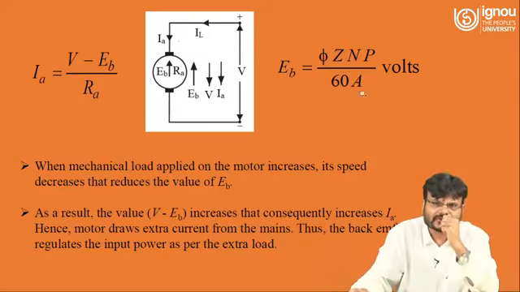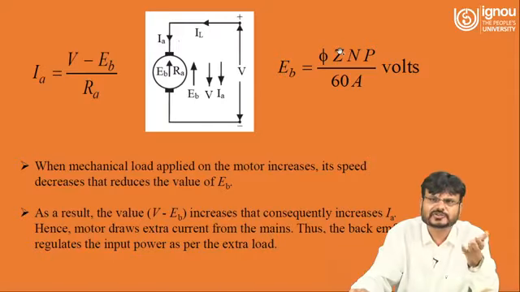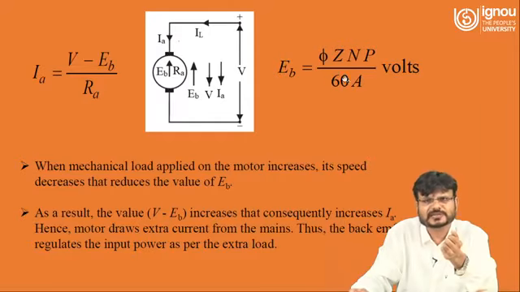So here you can notice that Z is fixed. Once the motor is designed, you cannot change the number of armature conductors. You cannot change the poles. You cannot change the parallel paths once the winding is designed. So you can say EB is directly proportional to the speed of the motor. So when the mechanical load applied on the motor increases, its speed decreases, which reduces the value of the EMF.